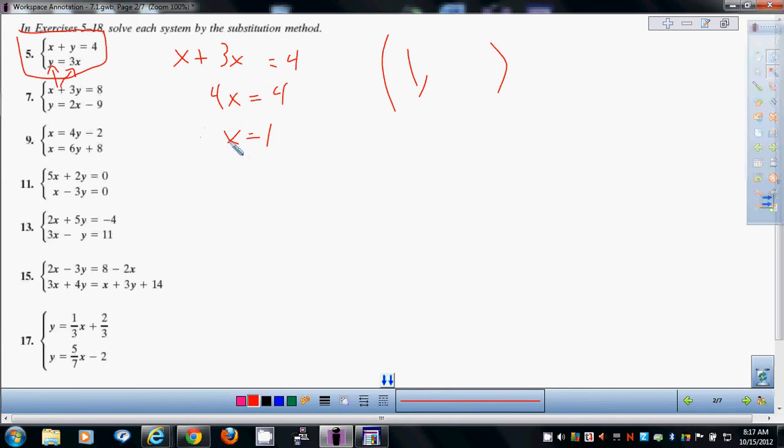Okay. Plug 1 in for the x into either equation. Looks like Troy did it for this one really quickly and got y equals 3. And that ordered pair is the solution to that system of equations.